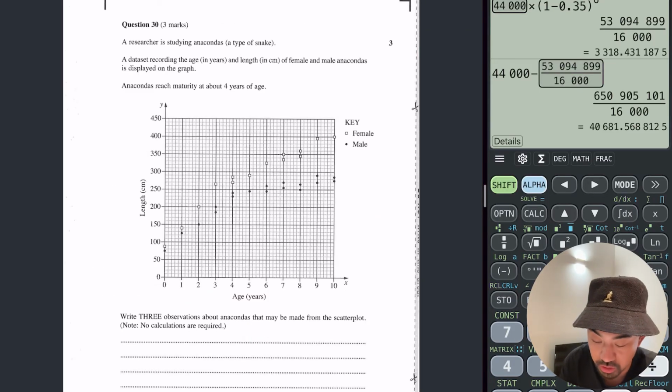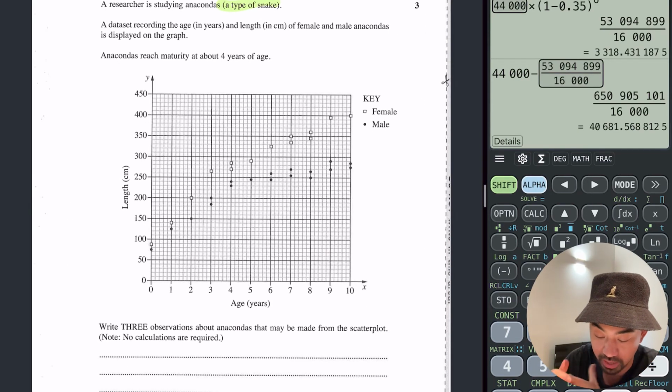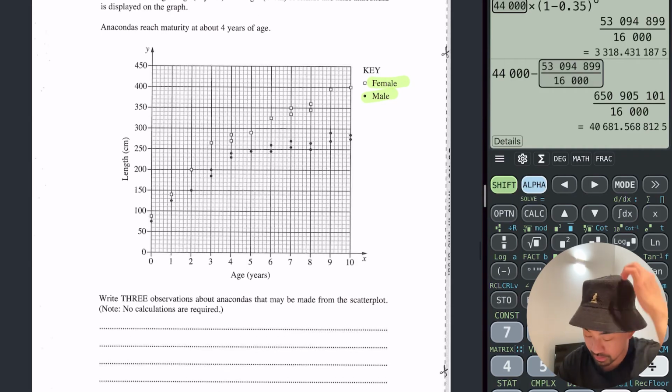All right, 30. So a researcher is studying anacondas, a type of snake. A data set recording the age in years and length in centimeters of females and males as displayed. So here you've got your females and males. Write 3 observations about anacondas that may be made from the scatterplot. Okay. Interesting question. Not seen one of these. Okay, so no calculations required.